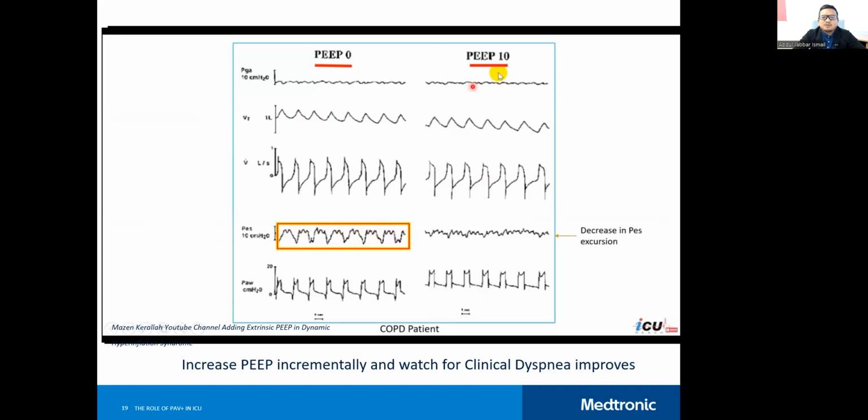Okay. So when you put a PEEP of 10, you can see the esophageal pressure is a bit more calm, doesn't swing very strongly, and there is a decrease in esophageal pressure excursion. So it will not hurt the patient very much, and the patient will be more comfortable. Okay, so this is the theory when you put a PEEP of 10, external PEEP to treat dynamic hyperinflation.